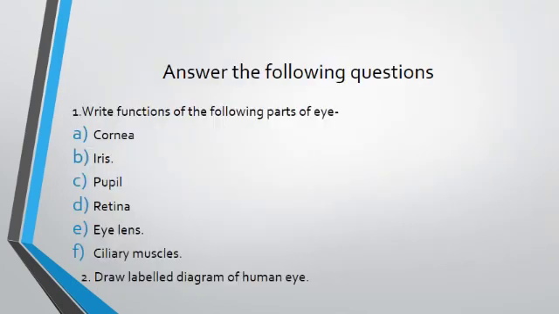Now you have to answer the questions, and you have to write the answers of these questions in your rough notebook. Question number 1. Write functions of the following parts of the eye: cornea, iris, pupil, retina, eyelids, and ciliary muscle. Question number 2. Draw a labeled diagram of the human eye.